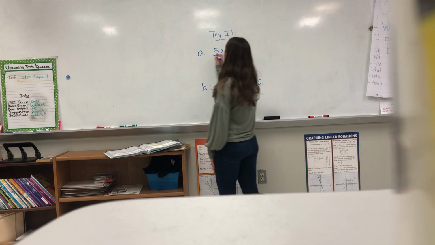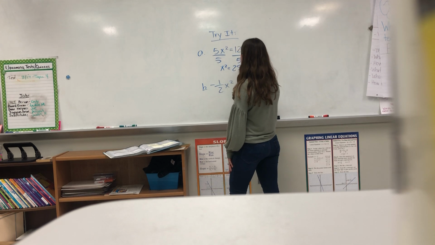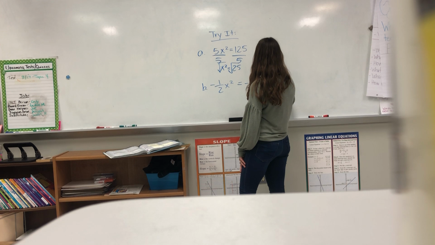All right, divide by 5, divide by 5. x squared equals 25. Square root both sides. x equals plus or minus 5.